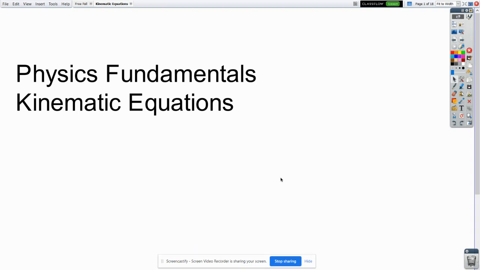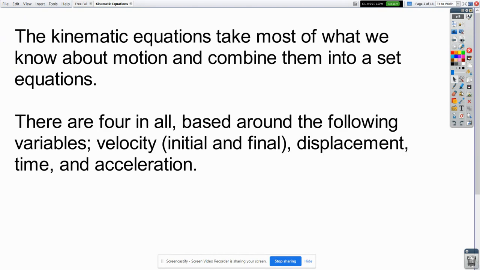In this video, we'll learn about the kinematic equations. We'll learn what they are, where they come from, and how to use them. First of all, the kinematic equations take most of what we already know about motion and combine them together into a set of four equations.